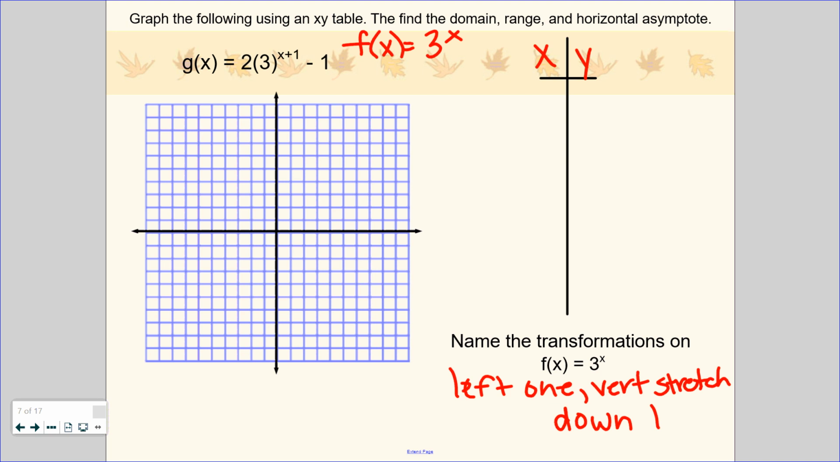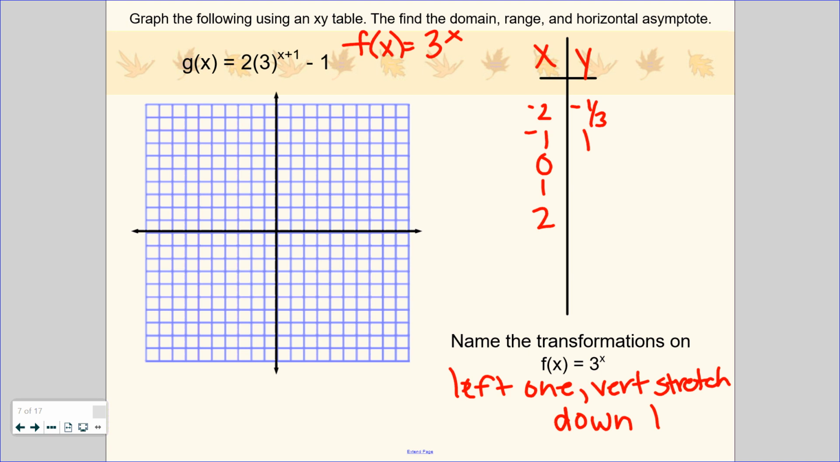So you can pick any points you want. I would start with -2 to 2, and then if you feel like that doesn't give you a good enough set of points, you can always make this table larger. You can plug them in very quickly. If I plug in -2, -2 plus 1 would be a negative first power. 3 to the negative first is a third. Times 2 is 2/3. -1 would be -1/3. Okay. If I plugged in -1, that would be a 0 power. 3 to the 0 is 1. Times 2 is 2. -1, 1.